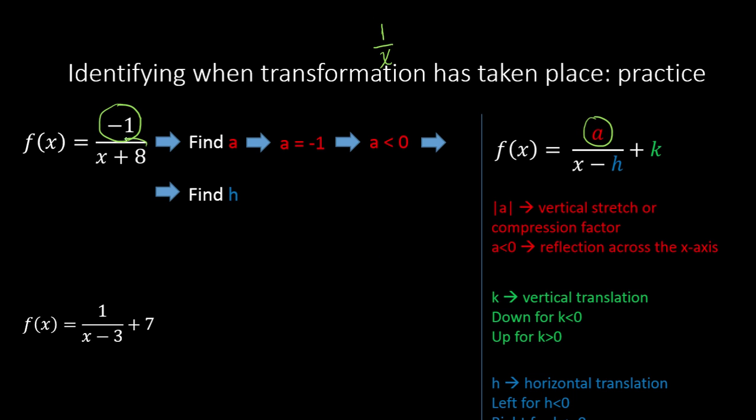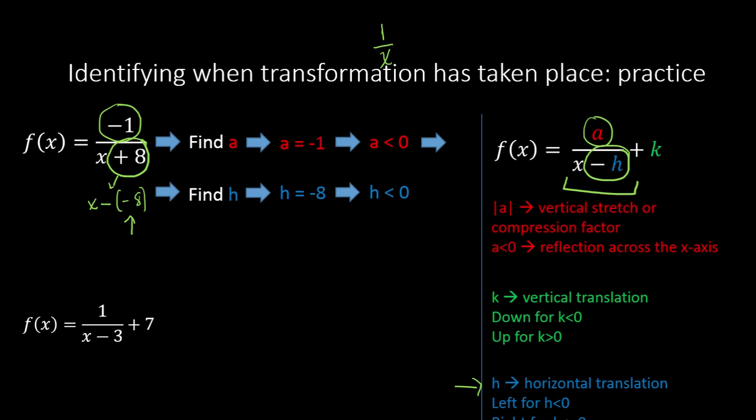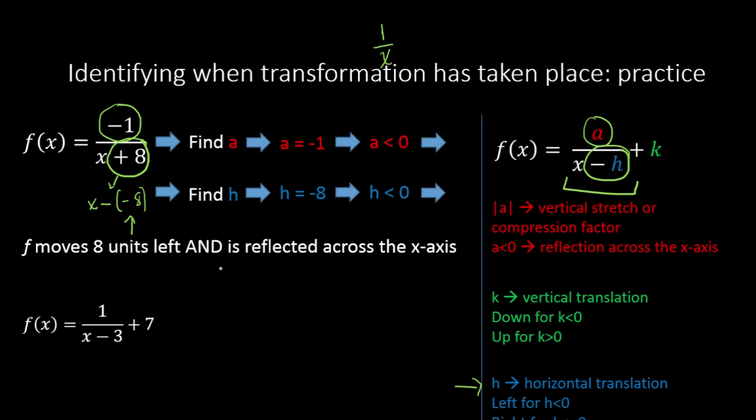Now, I've also added 8 to the denominator. Notice that that affects h. Remember, it's helpful to always rewrite denominators in the same form as x minus h here. So I'm going to rewrite this as a subtraction, and I get x minus negative 8. That makes it really easy to identify that h is equal to negative 8. Now, according to my key, I move left when h is negative. So that means I'm moving left 8 units. Combined, I'm moving 8 units left, and I'm reflecting across the x-axis. So that's what's happening here.